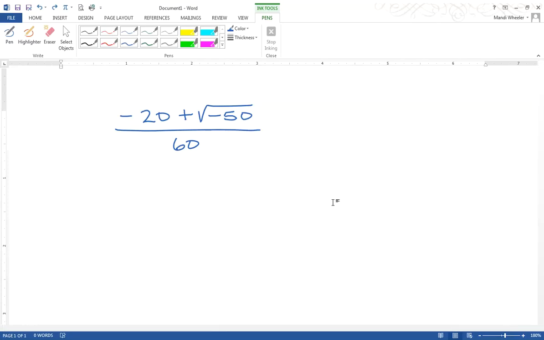Okay, so this is a quick video that's going to go through simplifying something in the form of this. We're going to see this quite a bit in section 1.4, but it is first introduced in section 1.3.